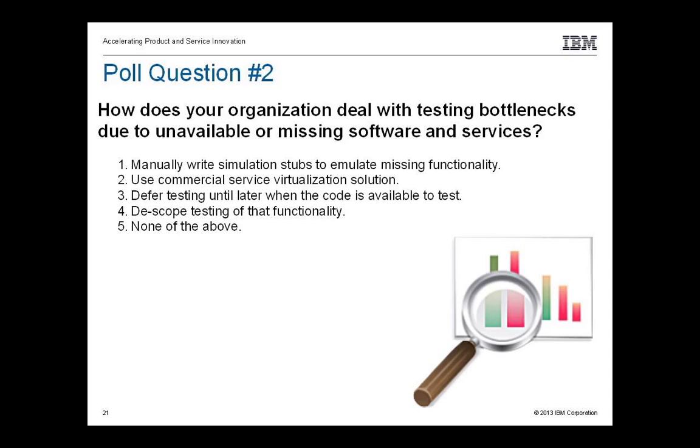Okay, people are obviously, I would be interested in hearing who has shared that they were manually writing the stubs. I'd like to reach out to you outside of this call to see how that's working for you, and I'd really be interested in understanding the one individual who selected none of the above. I'd like to know what they are doing to get around some of these testing bottlenecks, or perhaps they're not having any of these challenges.